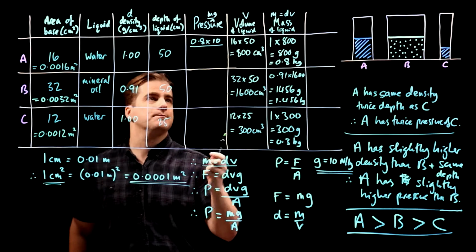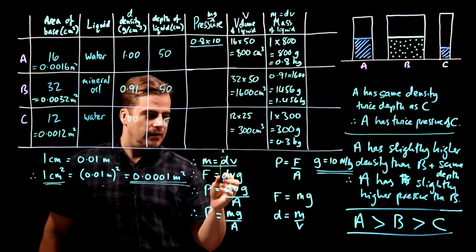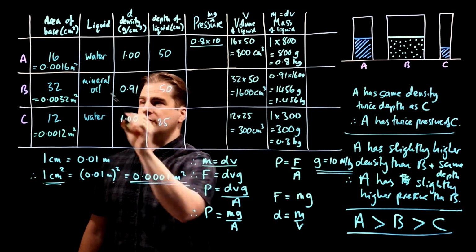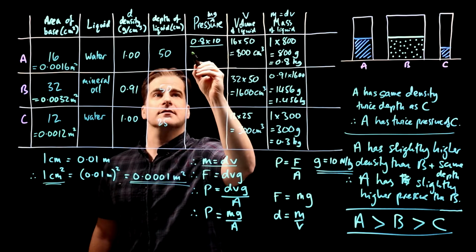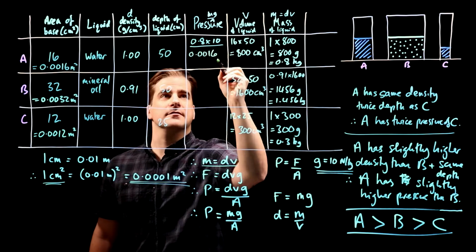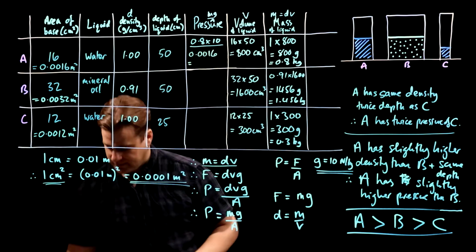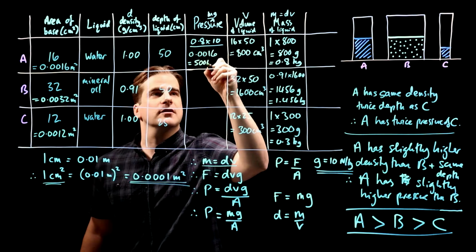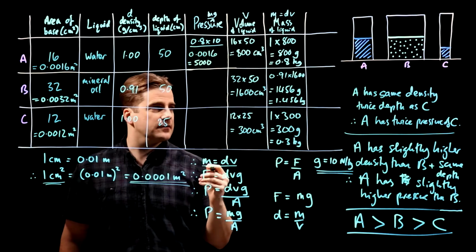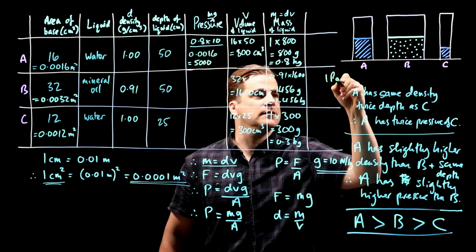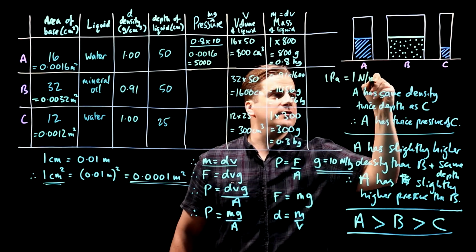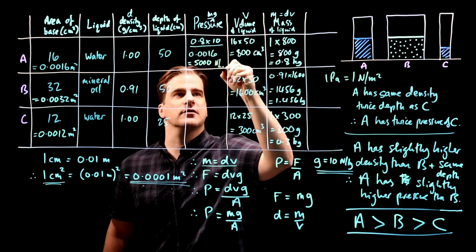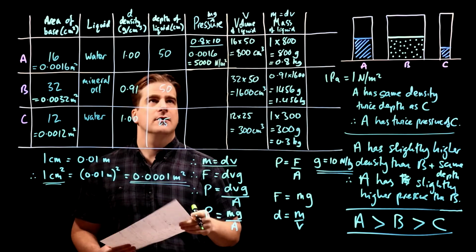Right, so pressure is mg over A, mg over the area in metres squared. You've got to get the units right. And that is 0.0016 metres squared. Stick that in your calculator and you get 5,000 units of pressure. You can use pascals, so 1 pascal is 1 Newton per metre squared. Both are correct. Let's use newtons per metre squared, so 5,000 newtons per metre squared.